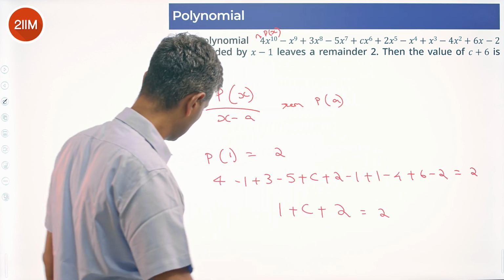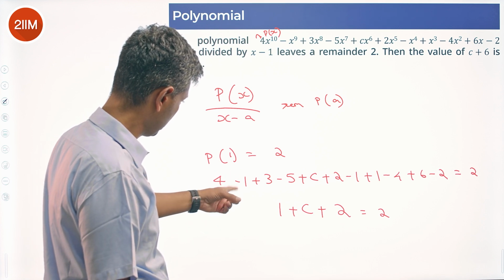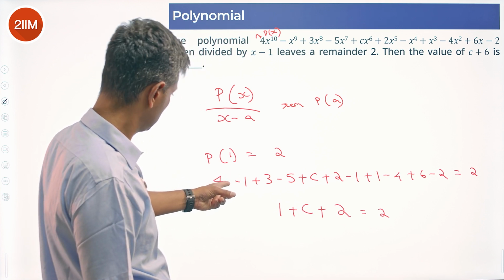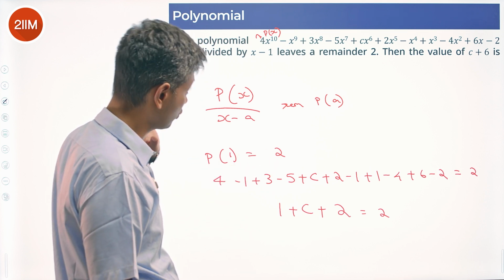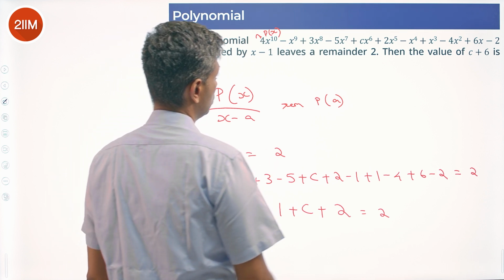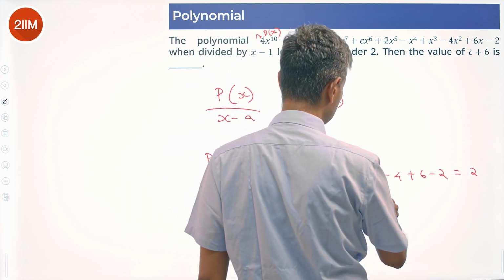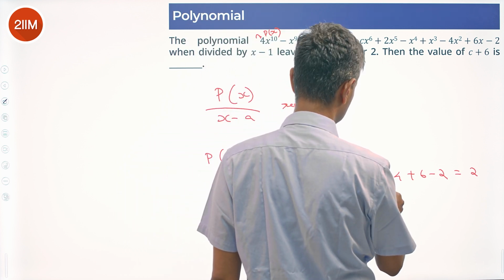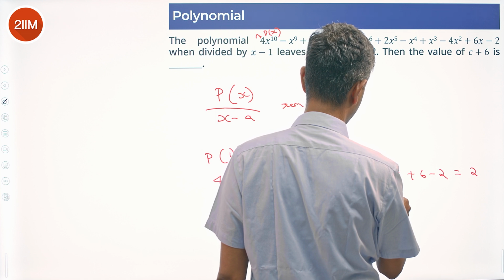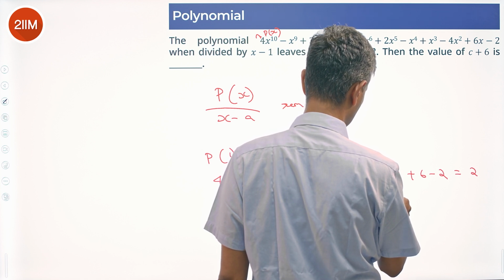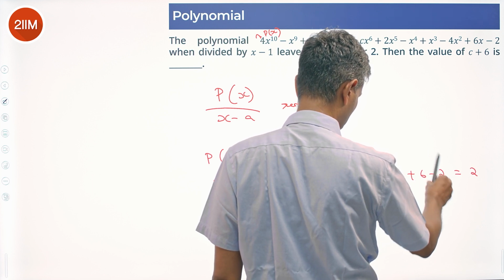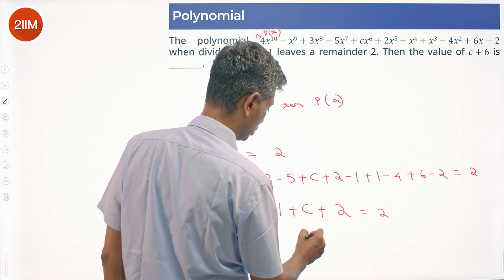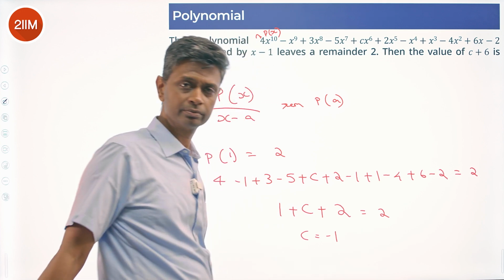I'm going to verify this. 4 minus 1, 3. 3 plus 3 is 6, 6 minus 5 is 1, yes. 2 minus 1 plus 1 is 2. Minus 4, minus 2, plus 6, 4, minus 2, 2. Super. 1 plus c is 0, or c is minus 1.